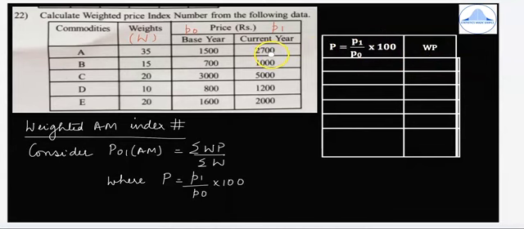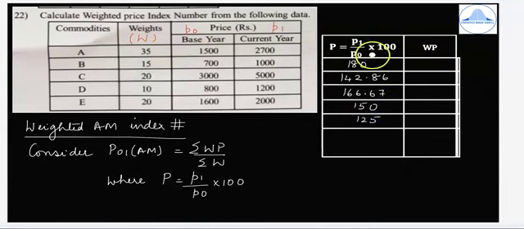So it is 2700 divided by 1500 into 100. That will give us capital P, which is equal to 180. The next one is 142.86. I'm taking two places after the decimal after rounding off. Next is 166.67. Then you have 150 and 125. The last column is WP.